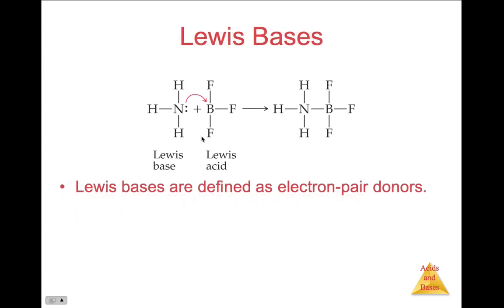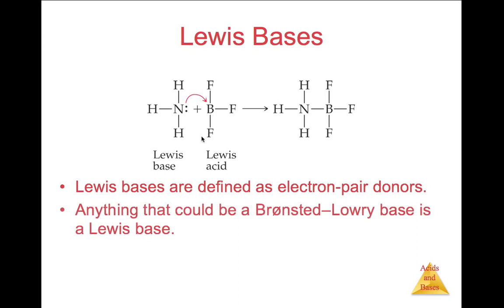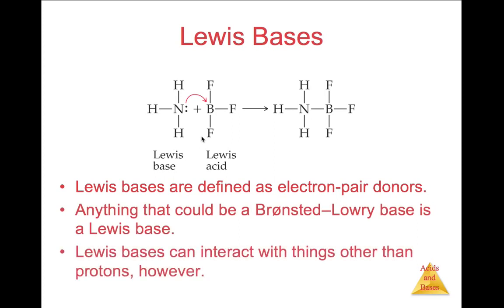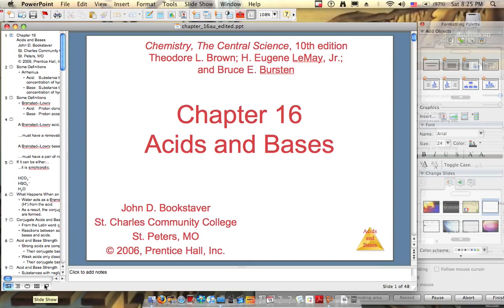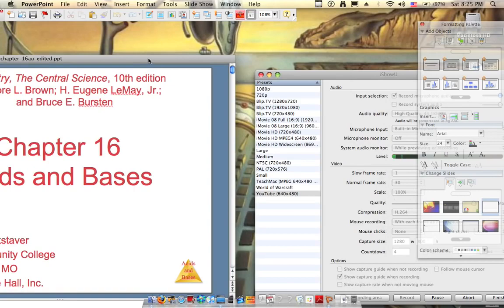Lewis bases are defined as electron pair donors, and anything that can be a Bronsted-Lowry base is also a Lewis base. Lewis bases can interact with other things than protons, however, and can give their electrons away to things like, for example, cations, metal ions that have charges and are missing electrons. That's why metal ions can act or make solutions be acidic. We'll add more to these as we finish our video cast series with many, many examples.